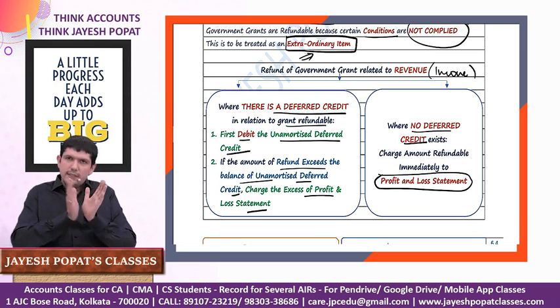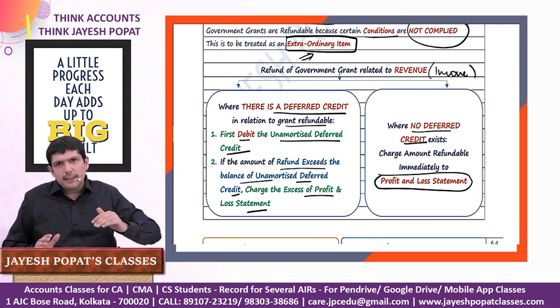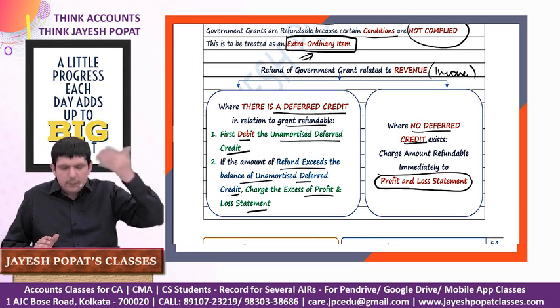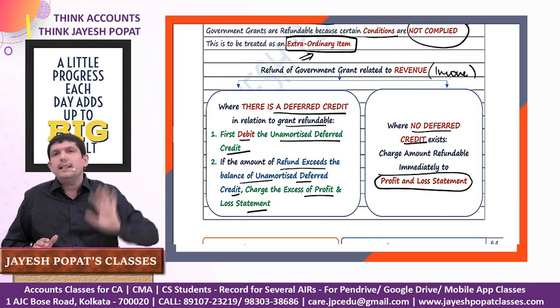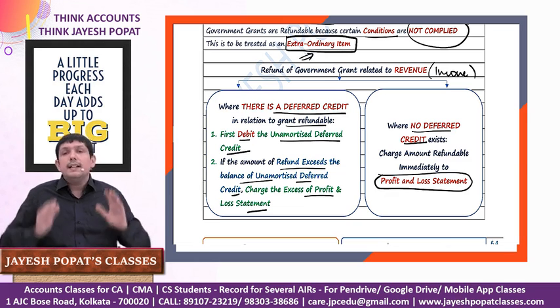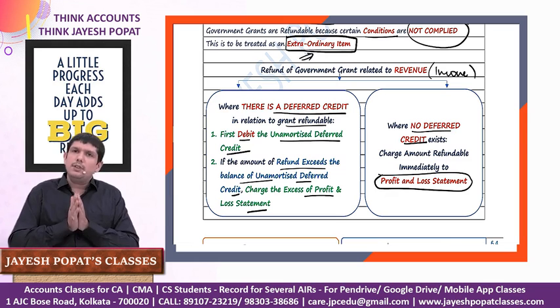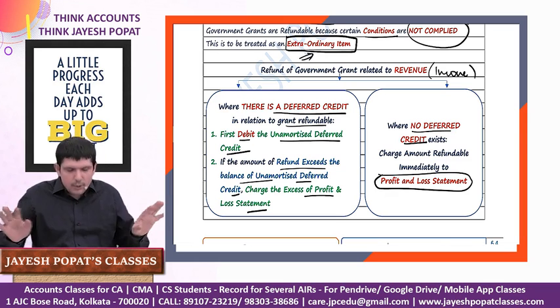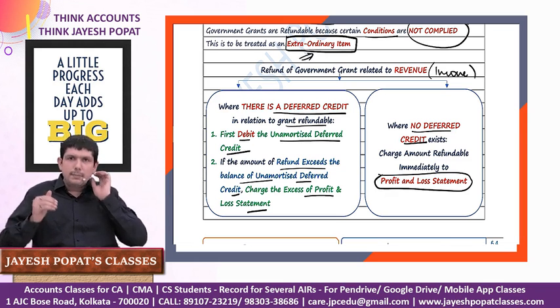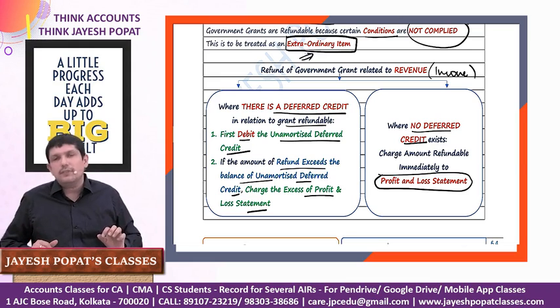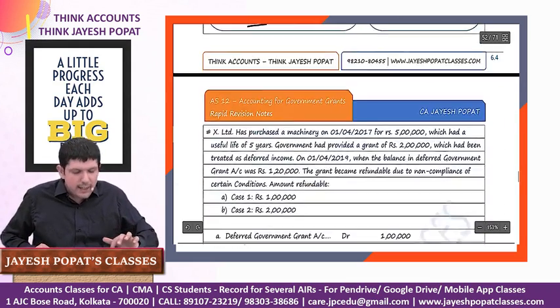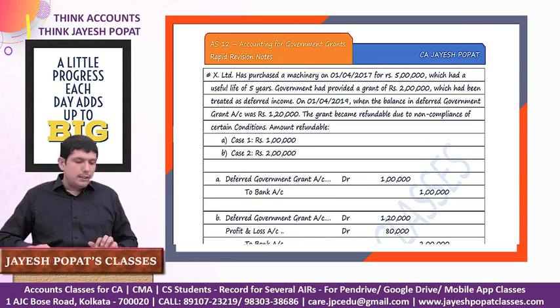So two scenarios: if there's a deferred credit, to the extent of the balance in the deferred credit you reverse that credit, you will have to debit the deferred credit in relation to the government grant. If the refund is over and above the balance in the deferred government grant account, you need to debit the PL. And if there is no deferred credit in your books, very simple treatment: debit the refund of government grant to the statement of PL. Let us look at it with the help of an example, it will be clear.